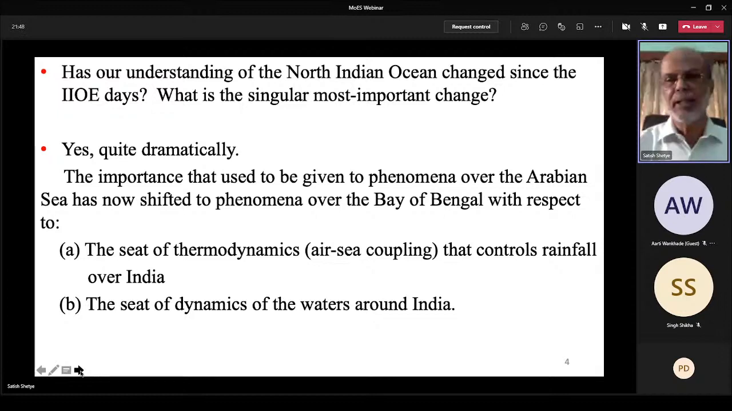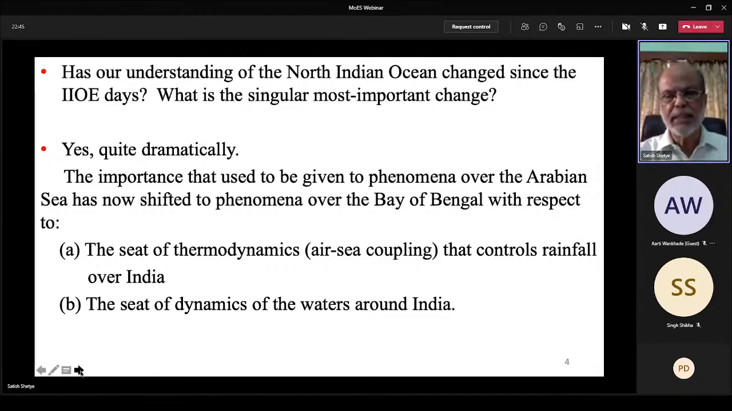I'm sure every scientist, oceanographer in particular, will have his or her pet answer to this question. So I don't want to claim that whatever answer which I give is the answer, but I would like to convince you of what I'm going to state. First of all, I think our understanding has changed quite dramatically. And the major change that has occurred, probably the most important change which has occurred, is that the importance that used to be given to phenomena over the Arabian Sea has now shifted to phenomena over the Bay of Bengal.